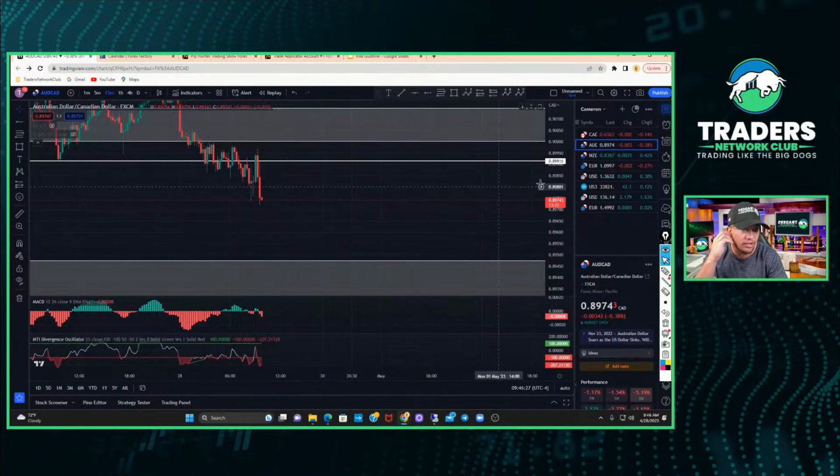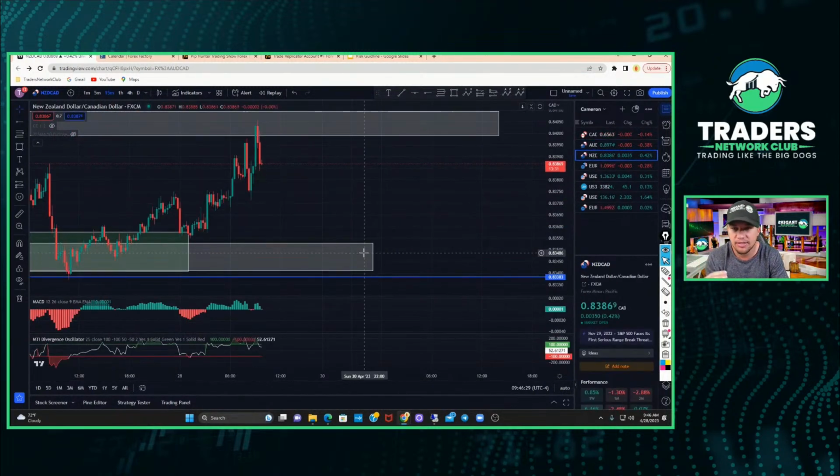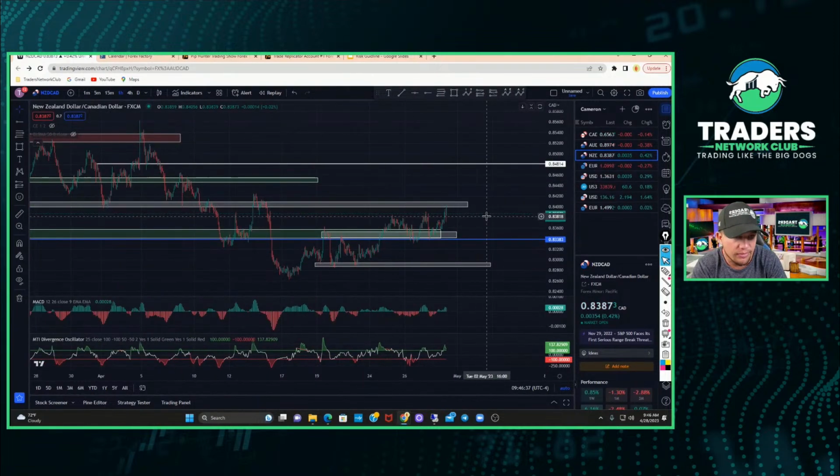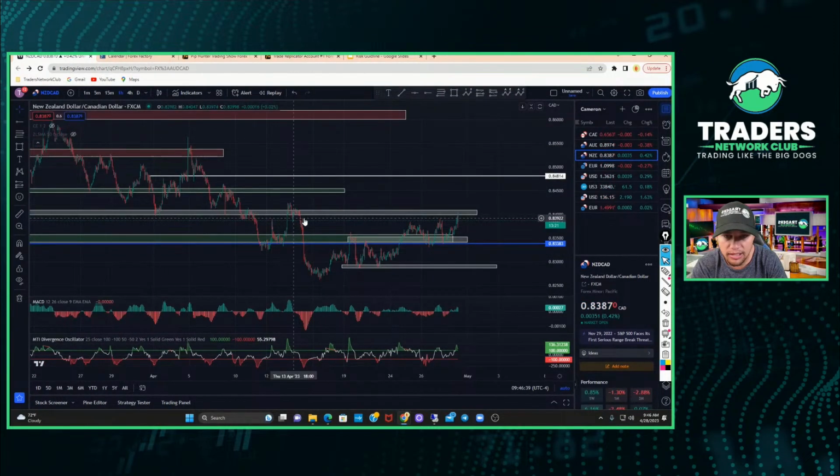Now I'm going to take a look at the New Zealand CAD because I like to look at these pairs together because they're trading against the Canadian dollar. So we're going to go ahead and take a look at New Zealand CAD as well here. And I like to sometimes look for the same direction here on these pairs. Look at this. Price is now moving to a key level here.